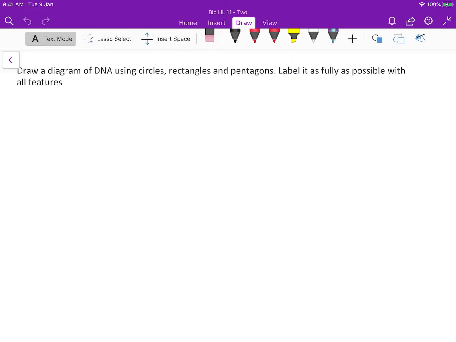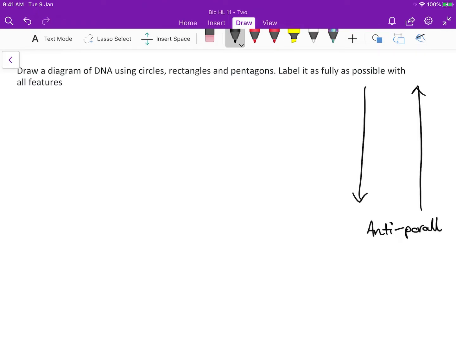Alright, so we're going to try and draw a full diagram of DNA. When it's talking about drawing a full diagram, we are thinking of drawing both of the strands. So we're going to have these two strands, which we said were running in opposite directions. They are anti-parallel. They don't just run parallel, that would be both of them running in the same direction. They run anti-parallel because one runs in the other direction.